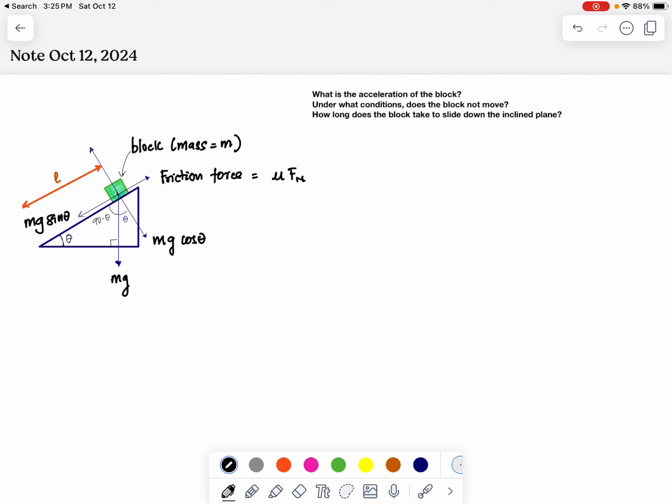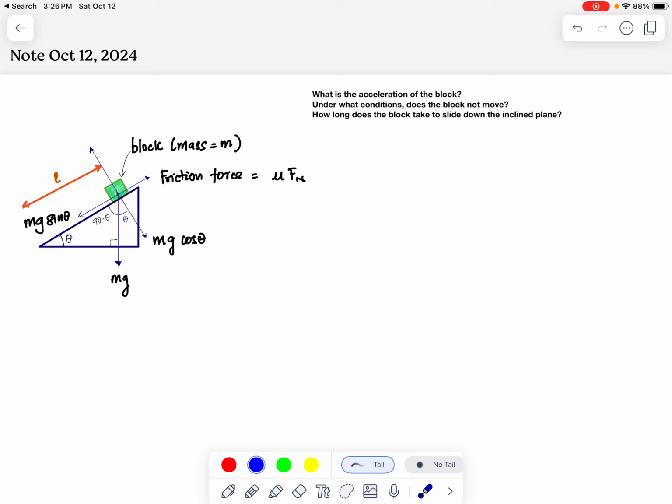So today we are going to look at a problem involving a block that's resting on an inclined plane. So if you see here, this is the inclined plane in question, and here is the block. There is friction on the inclined plane with a friction coefficient equal to mu.